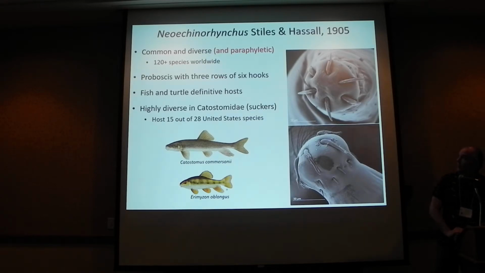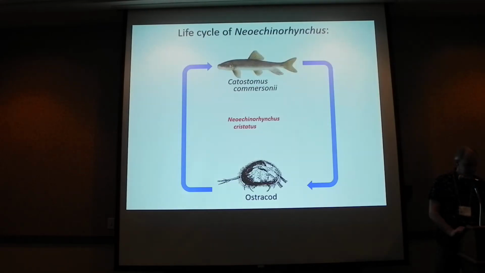So as I said, they're highly diverse. As far as North America and the catostomids, we've heard about catostomids already this morning, they're really prolific in suckers. 15 of the 28 U.S. fish species are in catostomids. And so that's my focus, things like white sucker and chub sucker.